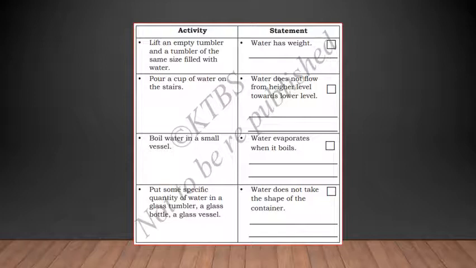Okay. The last one: put some specific quantity of water in a glass tumbler, a glass bottle, a glass vessel. Water does not take the shape of the container. Is it right or wrong, children? It's wrong. Water does take the shape of the container. So what will you write down there? Water takes the shape of the container. I hope you did this exercise with me and I hope you have got the answers.